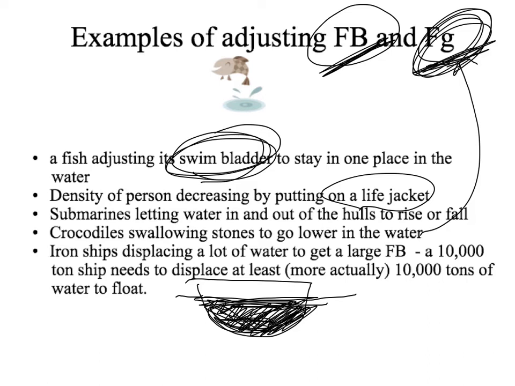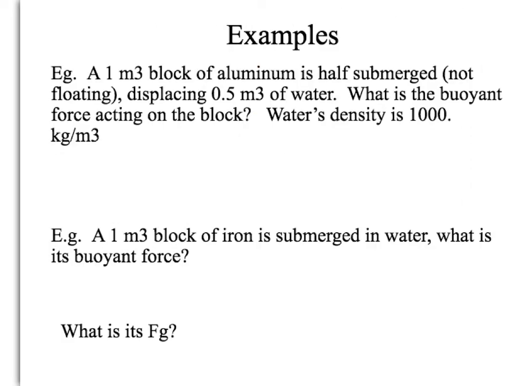And of course you want to do more than 10,000 because you don't want the water level to be right at the edge here. Okay, so if you're a 10,000 ton ship, you want to make sure you displace a whole lot more water so that you're not floating right at the edge. Okay, so we're going to take a look at some examples.